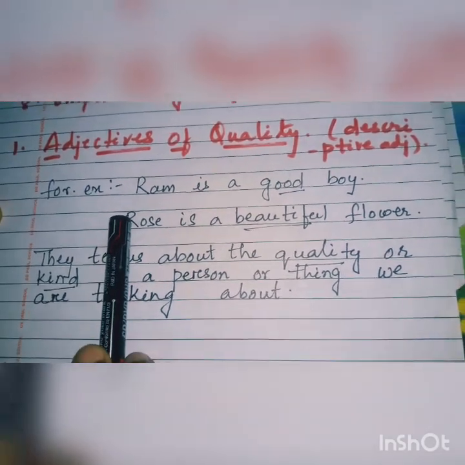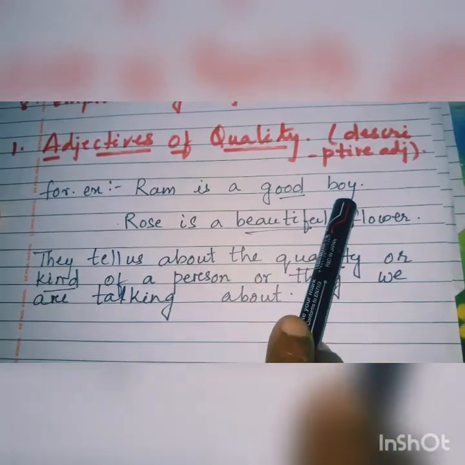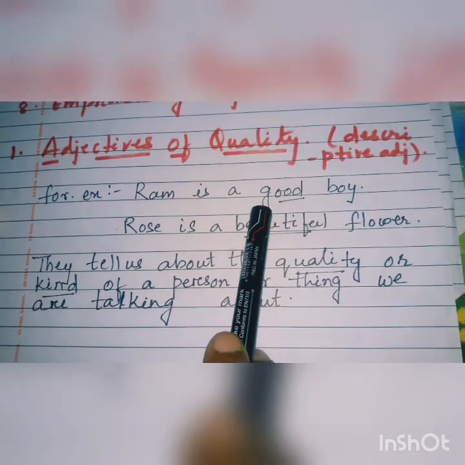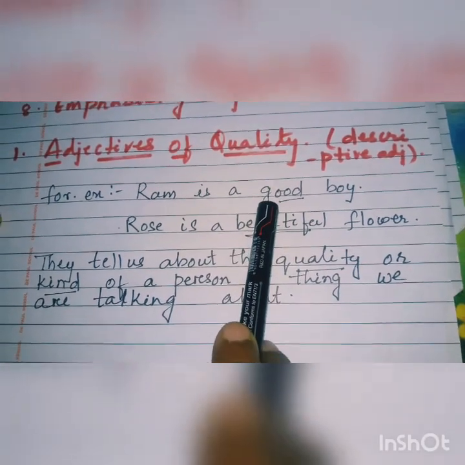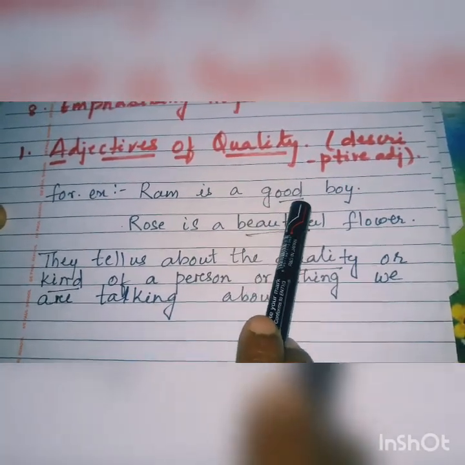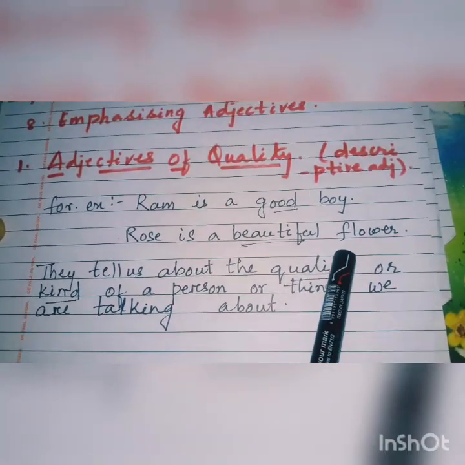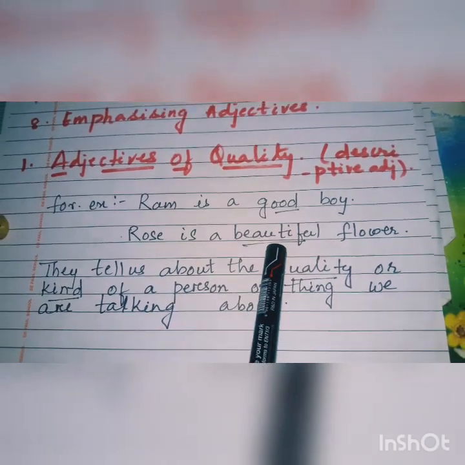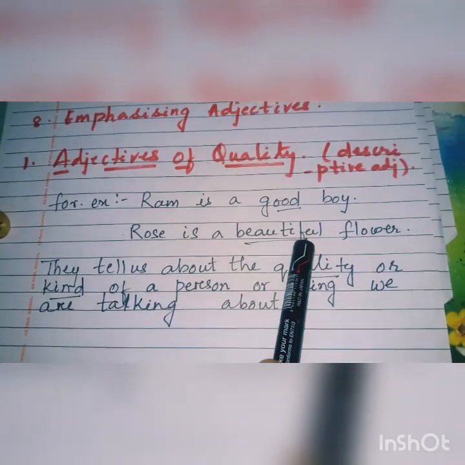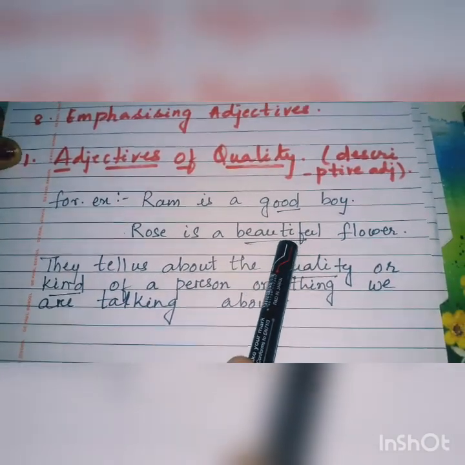For example, Ram is a good boy. What kind of boy is Ram? Good. So here the quality is good. Rose is a beautiful flower. So what kind of flower is rose? It is a beautiful flower. So here the describing word is beautiful.